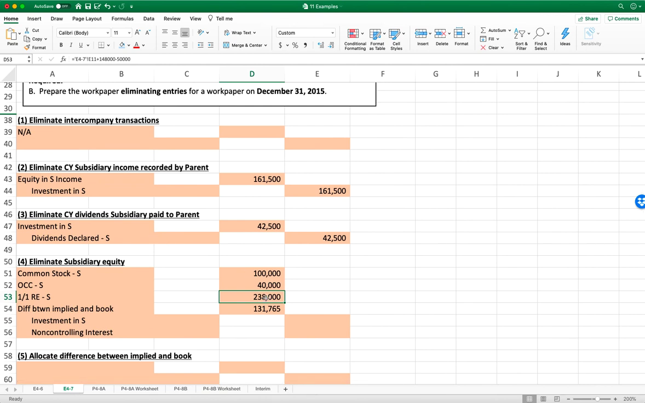So this is hard because we need to make sure we take into account everything that happened before the beginning of this year, but nothing that happened this year. So our current year income and dividends, we already eliminated up here. So we don't want them in here.